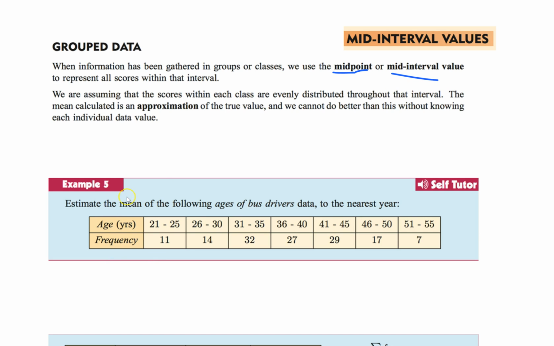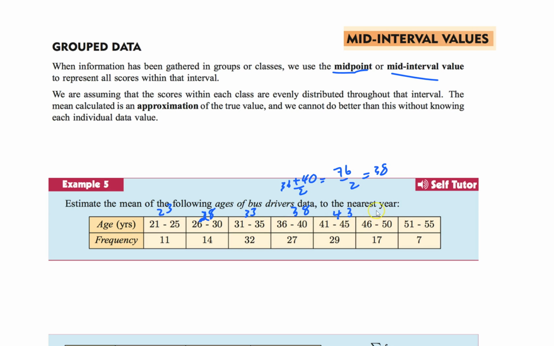So over here we have the age. You have 21 and 25, and you want to find the midpoint between those two. 21 plus 25 divided by 2, or just 23. 26 and 30, that's 28. 31 to 35 is 33. Again, you can always just add them up and divide by 2 if you're not sure. You get 76 divided by 2, or 38. Alright, so that's for this one.